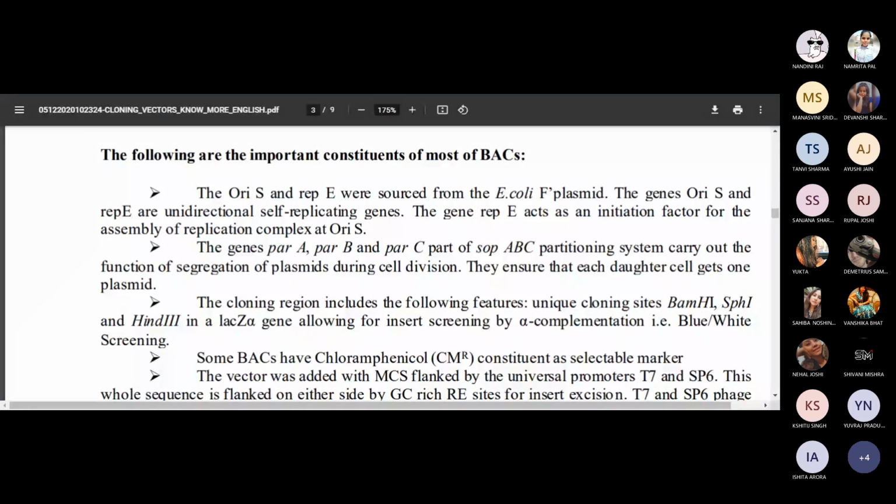So for that we are introducing these genes, so that they help when these vectors are going to be transferred to the next generation. So for that, PAR A, PAR B, PAR C, SOP ABC. These are going to be part of the partitioning system. They will help when the cell divides. Each daughter cell must have one of the plasmids, one of these BACs, after the replication. So that's why we are carrying the genes.